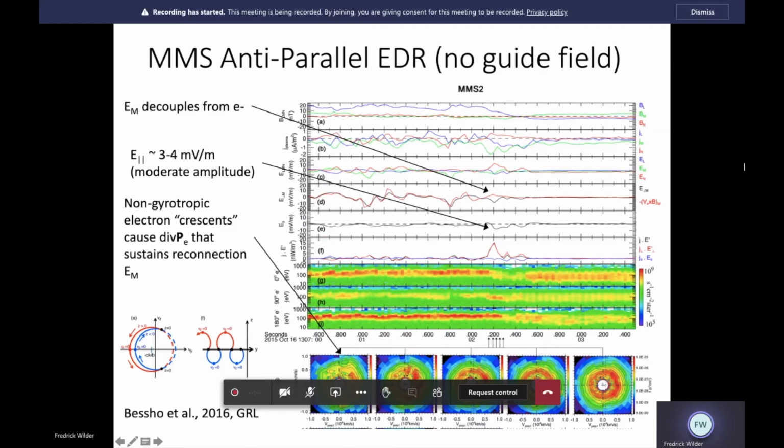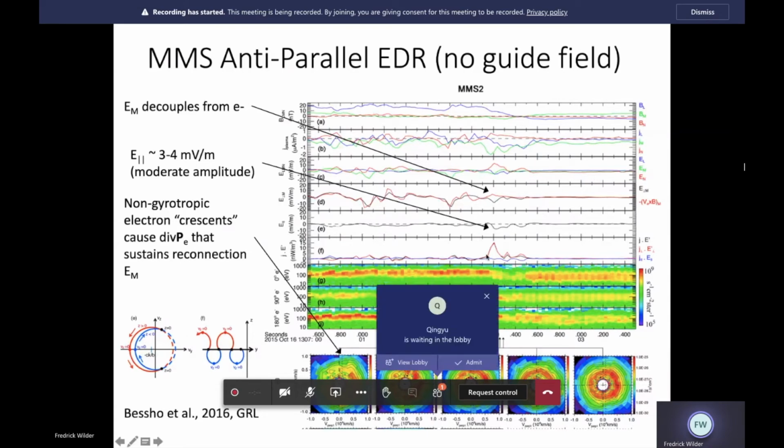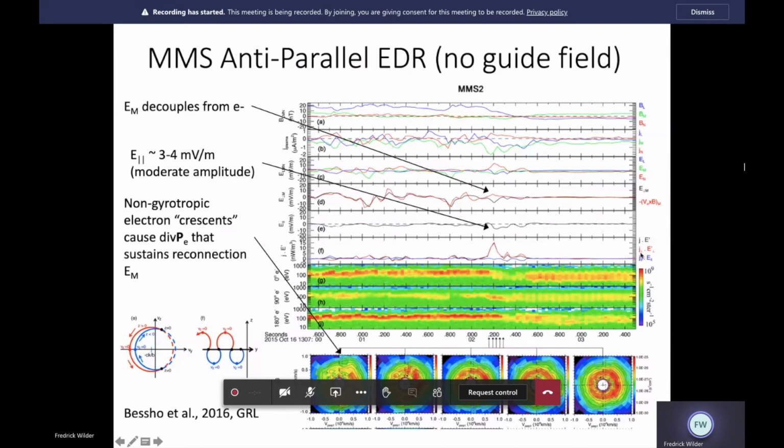So if we really zoom into this, we see that, first off, the out-of-plane electric field decouples from the motional electric field due to the plasma. That means we've broken that frozen-in condition for the electrons. That means this is the electron diffusion region. What we see there is very strong dissipation. You can see it's decomposed to contributions from currents and electric fields perpendicular to the magnetic field and parallel to the magnetic field. So you can see it's mostly perpendicular.